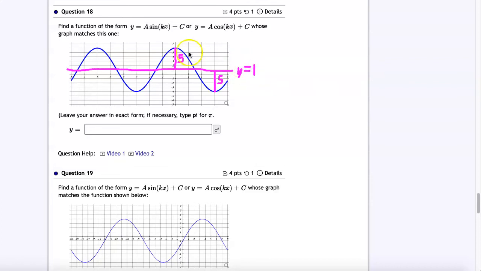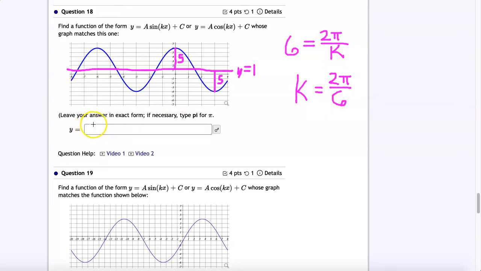What is the period of this function? Going from peak to peak, it's a period of 6. So how do we get a period of 6? If the period is 6, then it's equal to 2 pi over the b value. In this case, the b value is represented by k. Solve for k. K is 2 pi over 6, which is pi thirds.